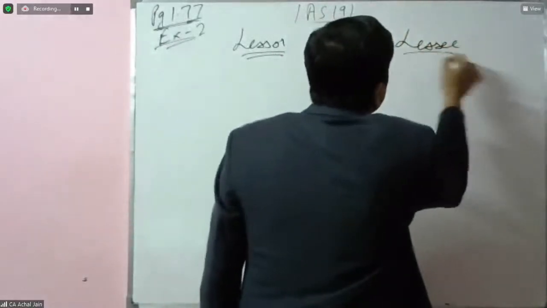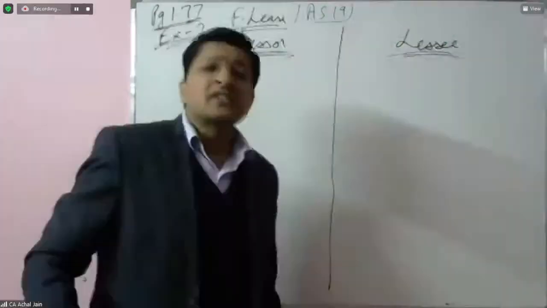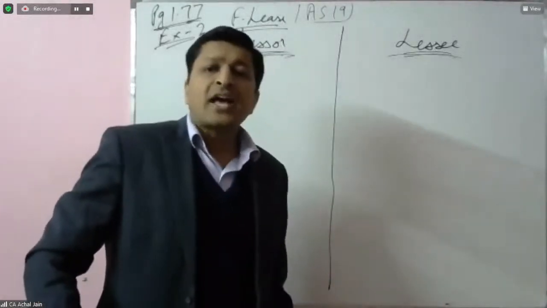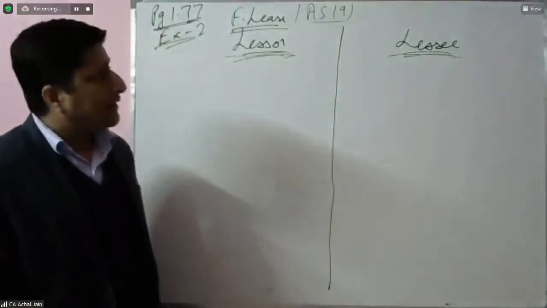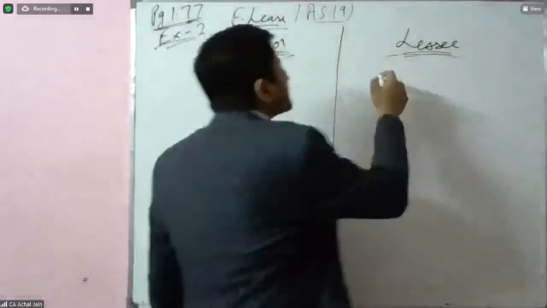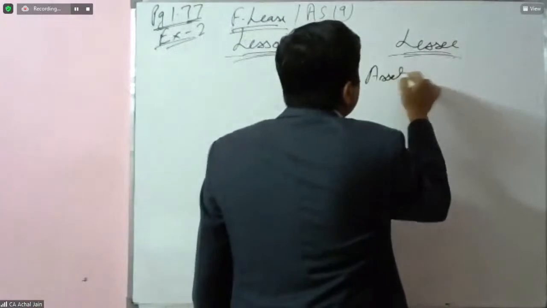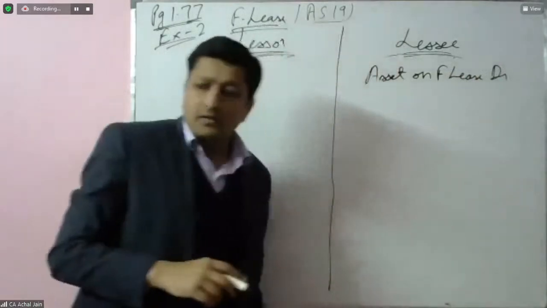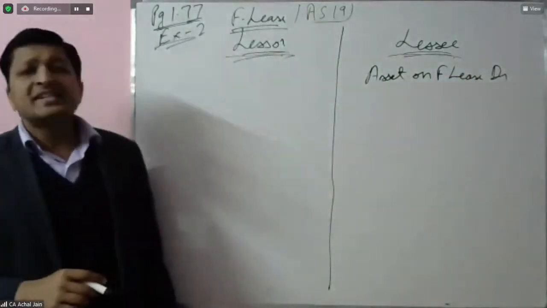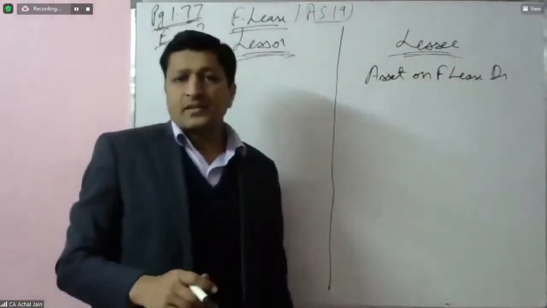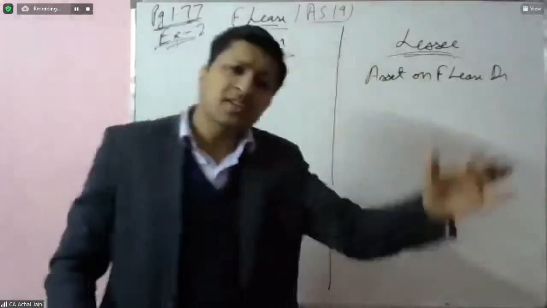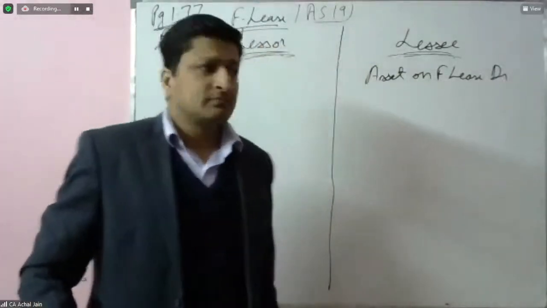Lessor and lessee. It's transferred to the lessee, and the risk and reward attached to the asset also gets transferred to the lessee. So that's why lessee will say asset on finance lease debit. Lessee will record the asset. Lessor will stop recording the asset. Lessor will show this as a kind of transfer.